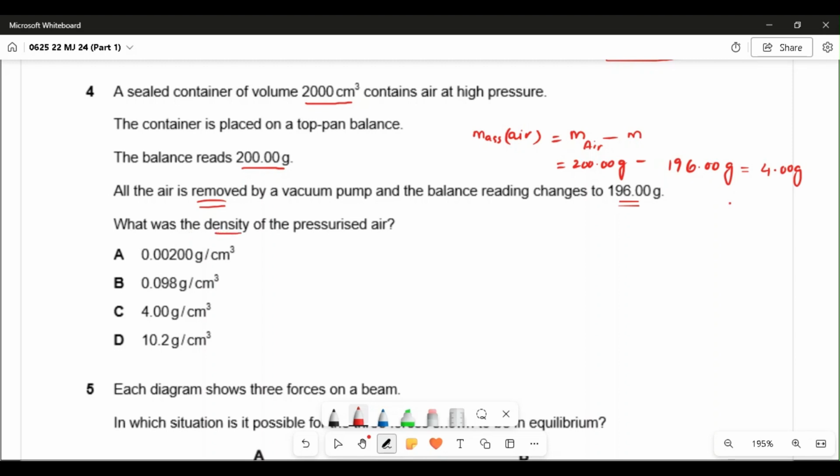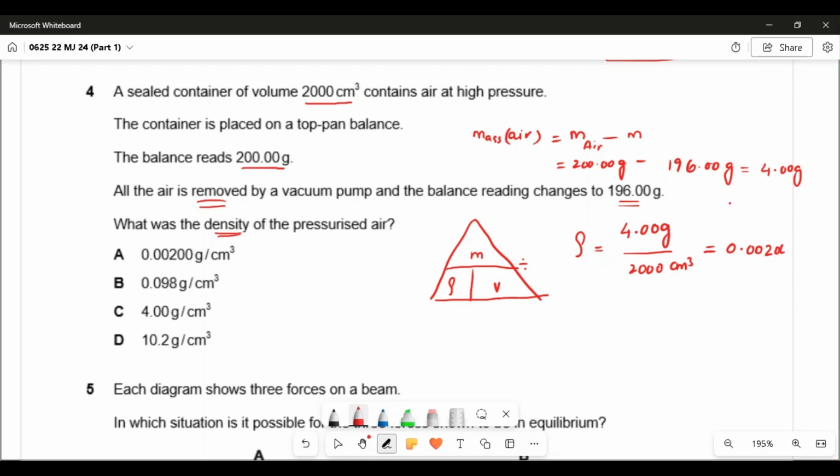Now what is the density? For the equation of density, we know that density is denoted by rho. It is always equal to mass divided by volume. So finding the density, I have a mass of 4 grams over a volume of 2000 cubic centimeters. So it gives me 1 over 500, so that is 0.002 grams per cubic centimeter. That's our option A.